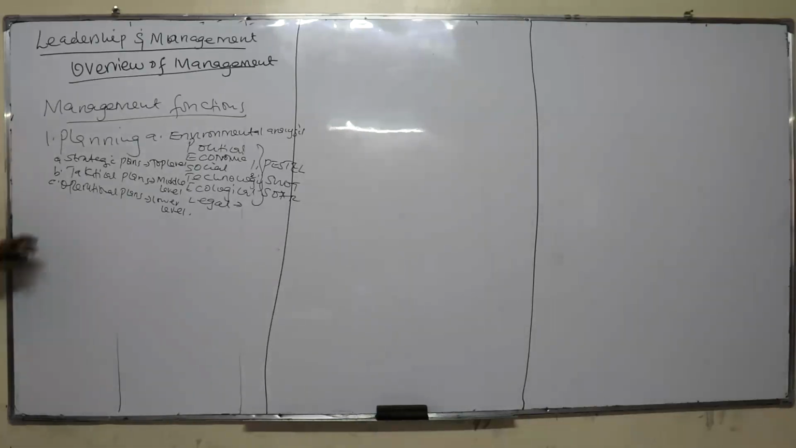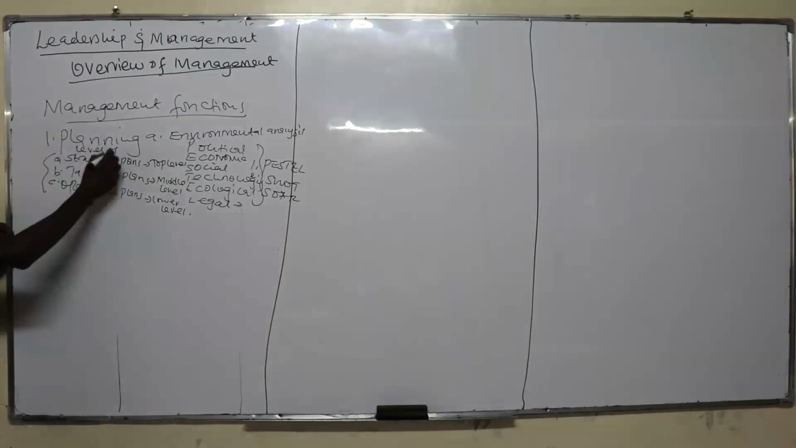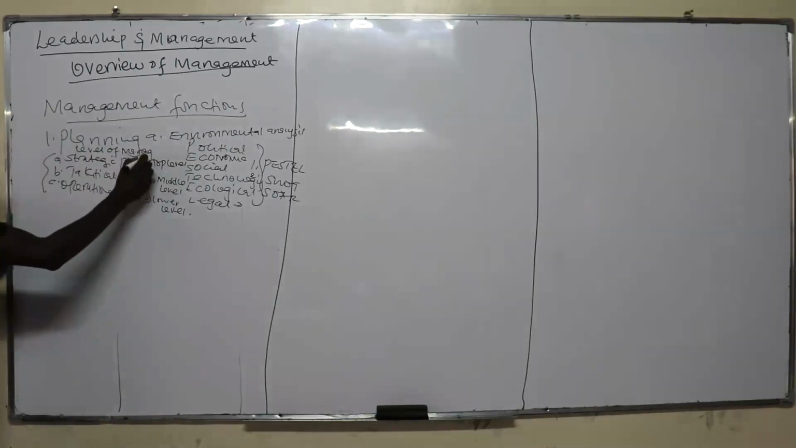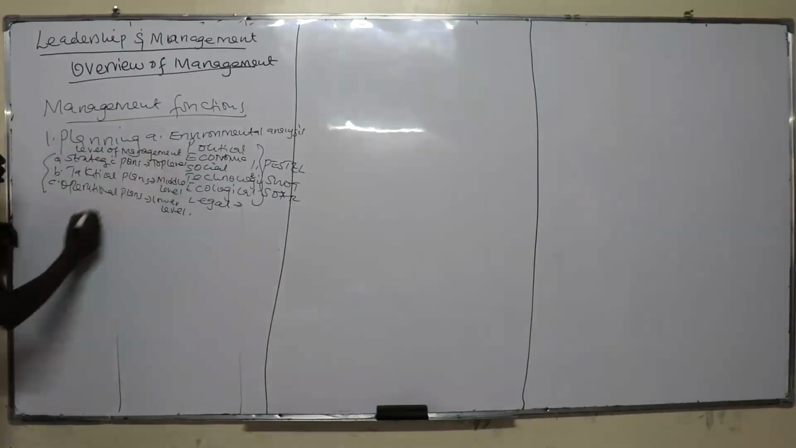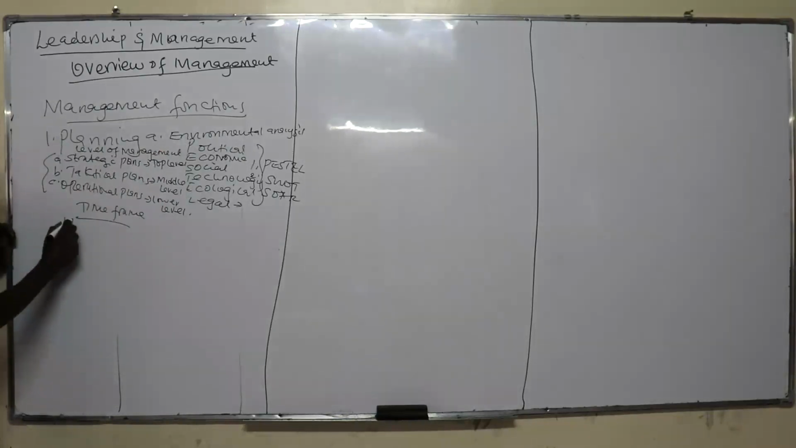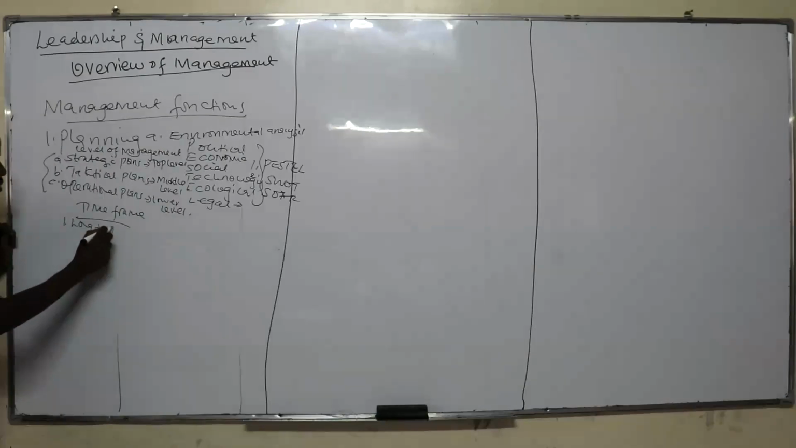When it comes to the classification of plans, we can classify them under strategic, tactical, and operational plans. In that case, we are classifying them by the level of management in which planning is taking place. We can also classify them by time frame. Under time frame, we can talk about long-term plans and middle-term plans.